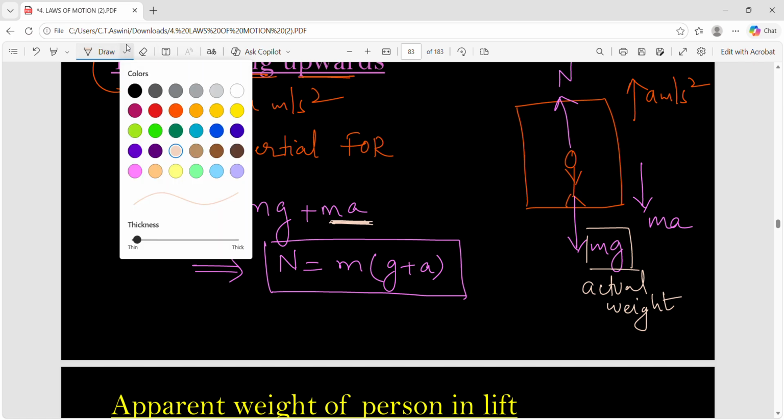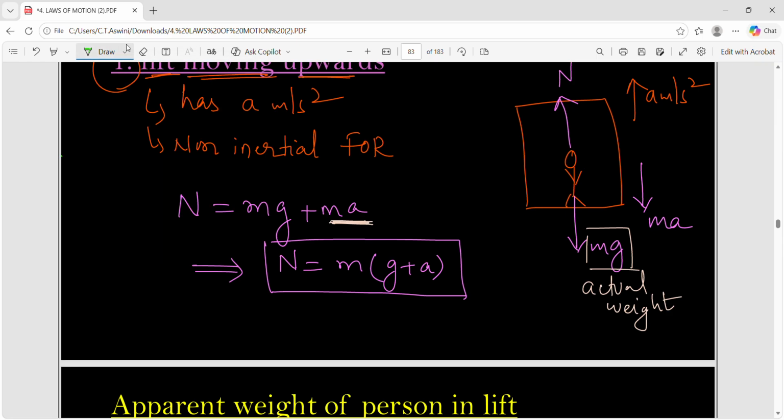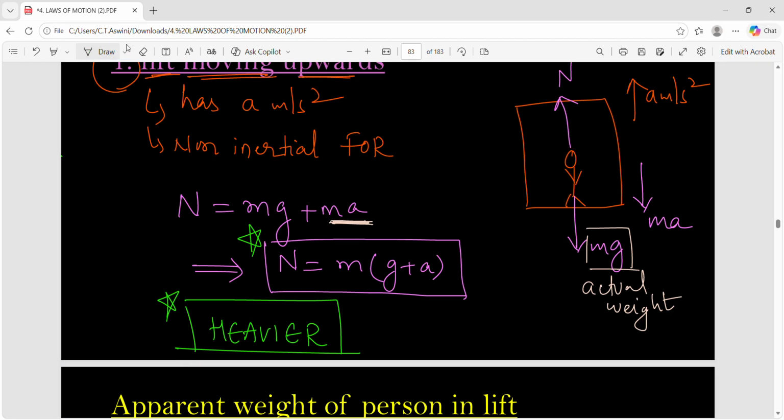Got my point? So this is very important. When lift is moving upward, you will feel heavier. Why do you feel heavier? It's because of the extra ma part. So this formula is important, this conclusion is also important.